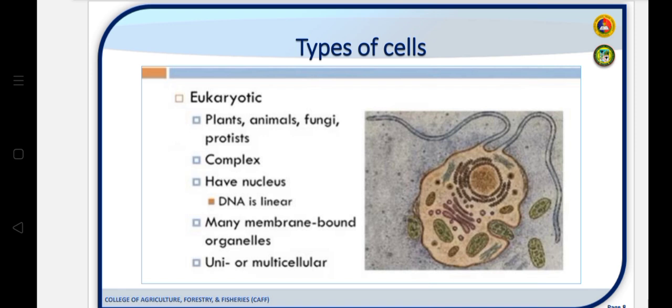Unicellular or multicellular. So eukaryotic cells could be unicellular or multicellular. Eukaryotes can be single-celled, like protists, or multicellular, like plants and animals. So some are just one cell, but others, like us humans, are made of billions of cells working together.